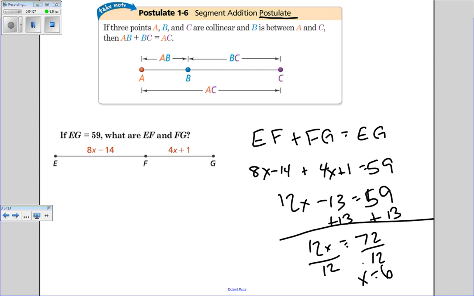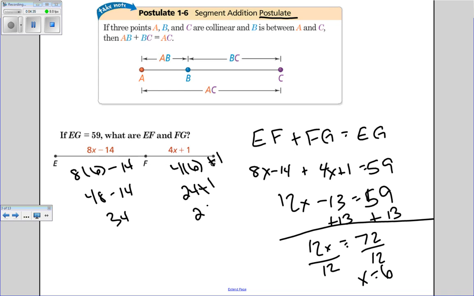But you got to make sure you answer your question. This one wants to know what's the length of EF and what's the length of FG. So let's substitute back in. What's 8 times 6 minus 14? Well, 8 times 6 is 48. Minus 14 is 34. And for FG, we have 4 times 6 plus 1. So we have 24 plus 1 is 25 for the length of FG.